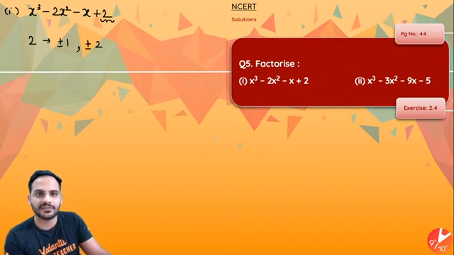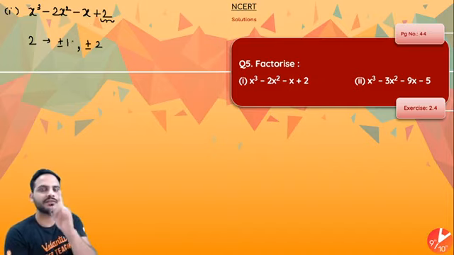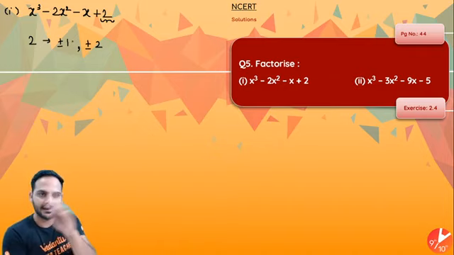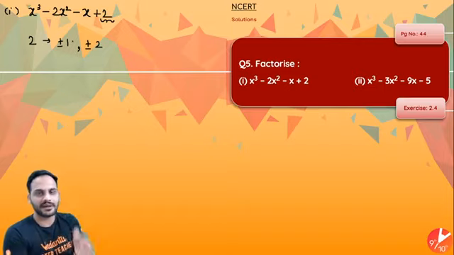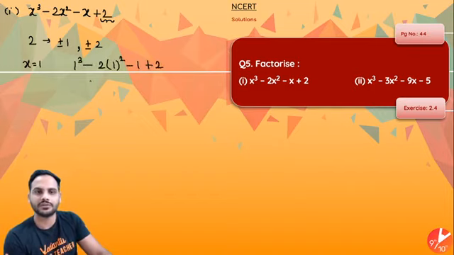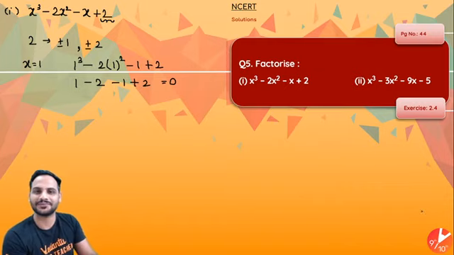That means one of the zeros. Out of these, one of the zeros we will get. One of the zeros is definitely one of these, right? Out of plus 1 or minus 1, plus 2 or minus 2, there is one of the zeros. So let us try for plus 1, right? If I put x is equal to 1 in this equation, I'll get 1 cube minus 2 into 1 square minus 1 plus 2. So 1 cube is 1, minus 2 into 1 is minus 2, minus 1 plus 2, you can say it is equal to 0, right?